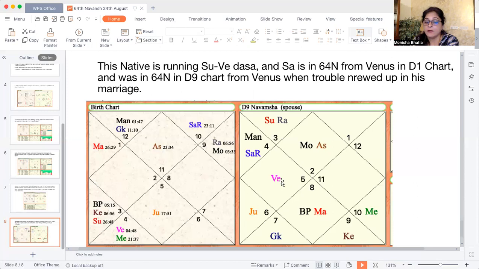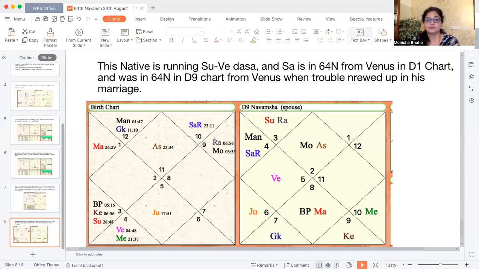So if you look here, from Venus, the 64th Navamsha is Scorpio and Saturn was transiting here. And in the D1 chart also, from Venus, the 64th Navamsha is Aquarius sign where Saturn was transiting. So both these things indicated that there will be some serious problems in his marriage. And ever since then, the native and his spouse are separated. They have not formally declared separation, but they are living away from each other. So this is how the Dasha got spoiled due to the transit of Saturn, and it gave him negative results.